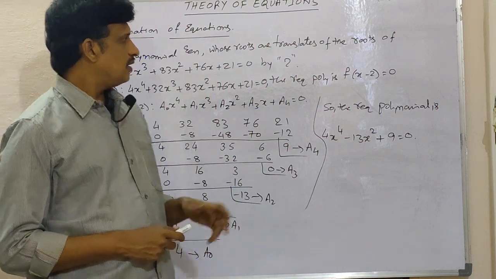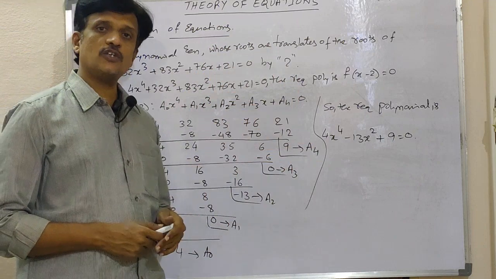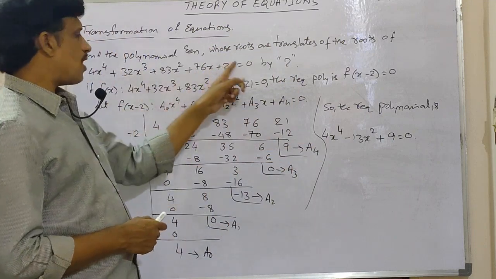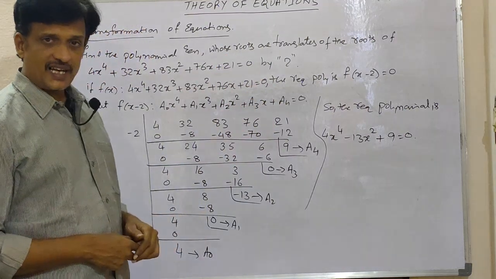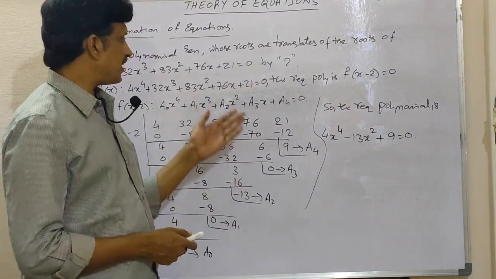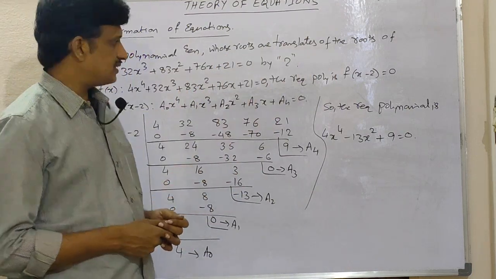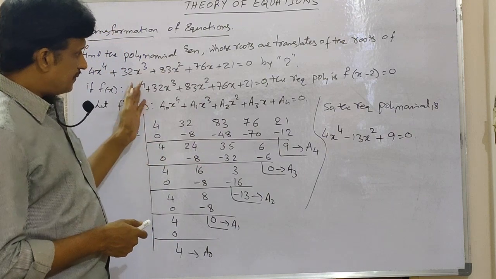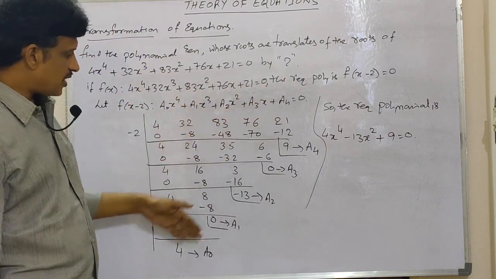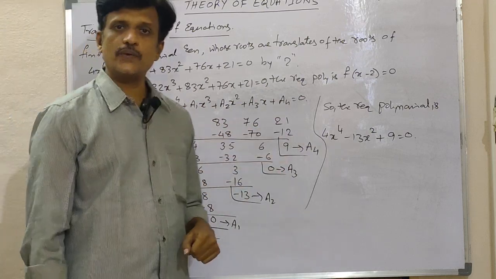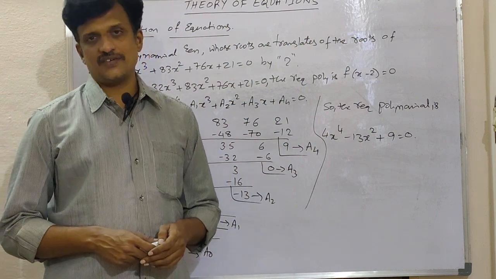Okay. So each root is increased by 2. So the required equation is f of x minus 2 equal to 0. Means in the place of x we have to write x minus 2, then the simplified form gives the required. But instead of writing expansions, by using this division concept, you can write like this. So the required f of x minus 2 is this one. Calculate the values of a0, a1, a2, a3, a4 in this way. Like this we can find the transformation of equations.